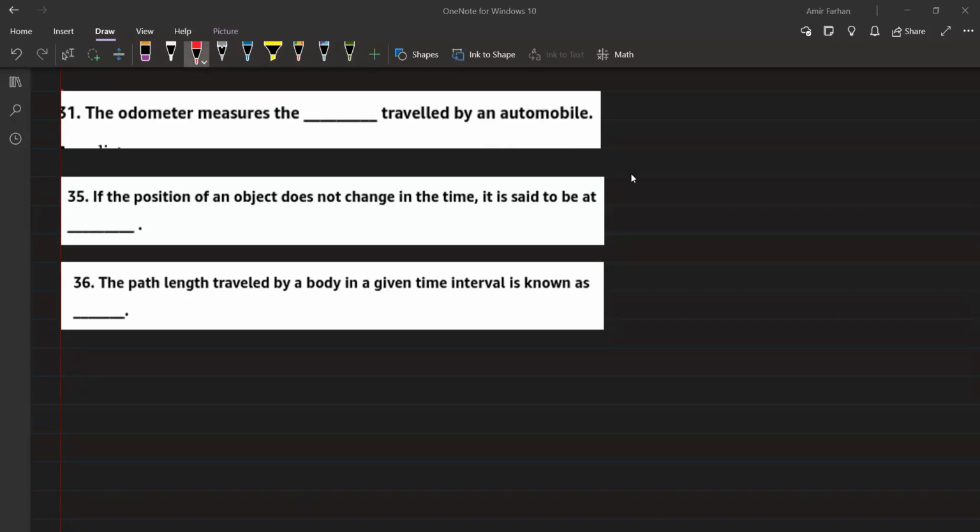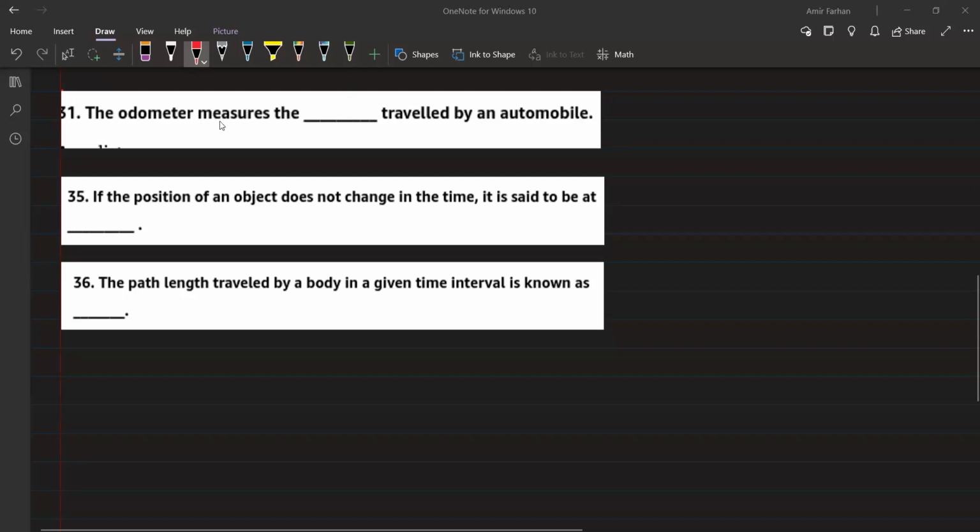Sir, first one is speed. First one is speed. Okay. And about this second one? Stationary. Stationary. Okay. And distance, third one. Okay, Jabbar. Okay, dear.